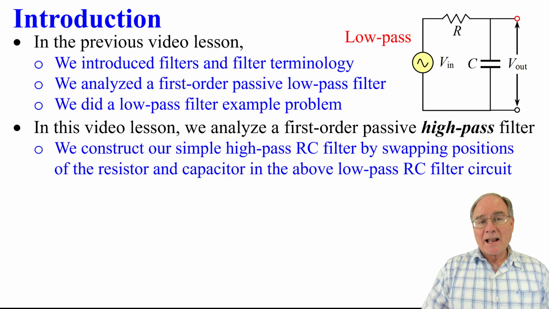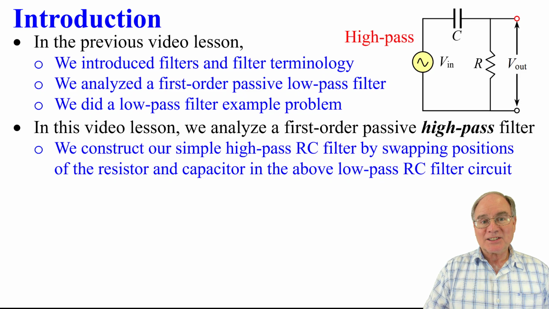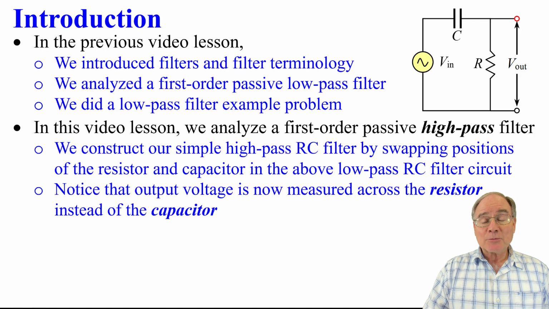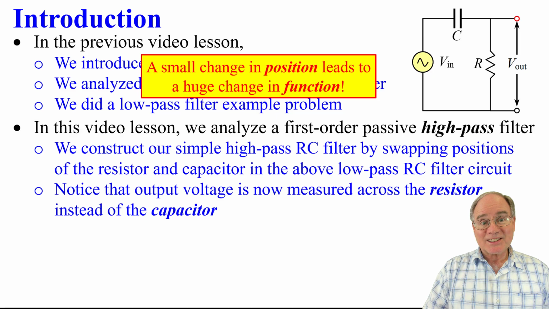We construct our high-pass filter by swapping the positions of the resistor and the capacitor. Here's our high-pass filter, and the low-pass filter, and the high-pass filter again. Notice how the resistor and the capacitor have swapped positions. Notice also that the output voltage is now measured across the resistor instead of the capacitor. A small change in position leads to a huge change in function.